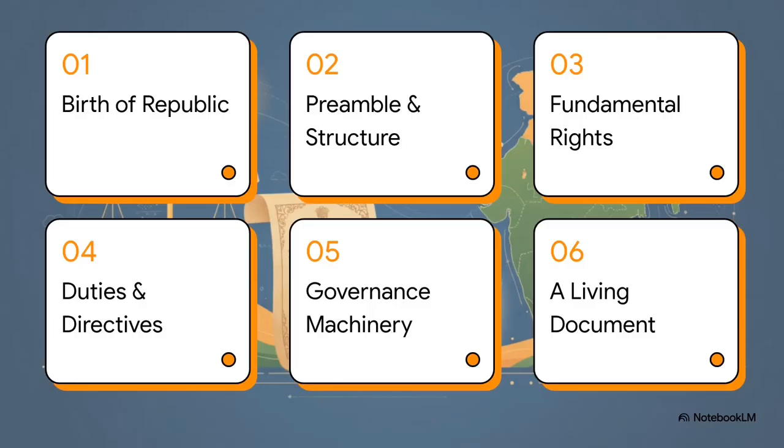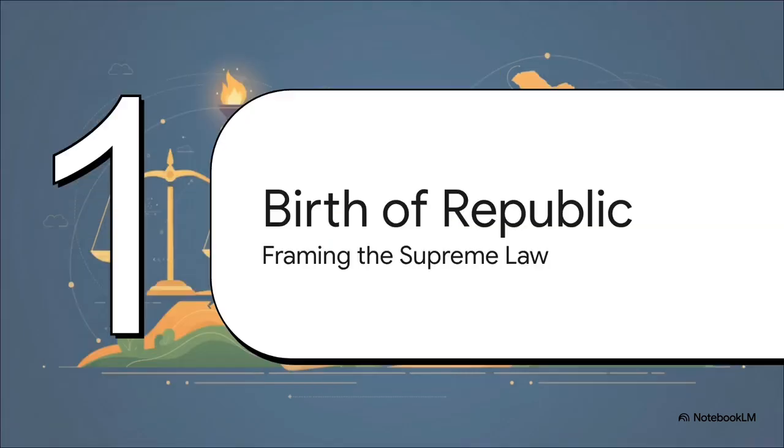philosophical marvel. To make sense of this massive text, our explainer is organized into a 6-part blueprint: Birth of the Republic, the preamble and structure, your fundamental rights, duties and state directives, the machinery of governance, and finally, a living document. Let's get right to it. Section 1. Birth of the Republic.